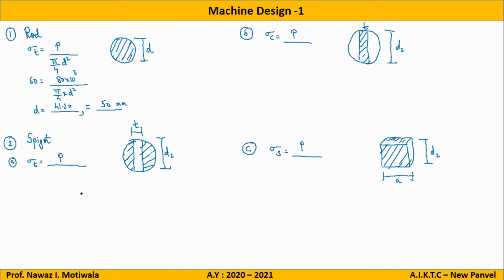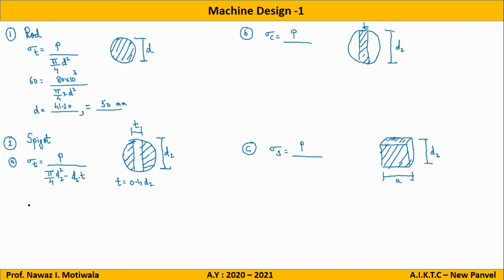Yes, sir. Okay, continue this forward for the spigot. What should be the formula for area? Already the failure diagram is drawn. Yes, sir, pi by 4 into d2 square minus d2 into t. Should I go directly or substitute something? One more thing: t is equal to 0.4 d2, because there are two unknowns in one equation.